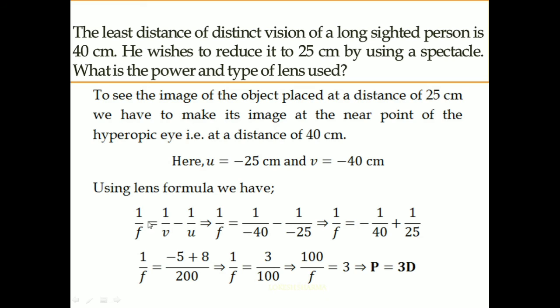Now use the lens formula. We will have 1 upon f is equal to 1 upon v minus 1 upon u. This implies 1 upon f is equal to 1 upon minus 40 minus 1 upon minus 25. Minus minus becomes plus. We will get minus 1 upon 40 plus 1 upon 25. The LCM will be 200. So we will get minus 5 plus 8 upon 200. This implies 1 upon f is equal to 3 upon 100. 100 will cross multiply and come here, hence 100 upon f is equal to 3, and the power of the lens is 3 diopter, plus 3 diopter.